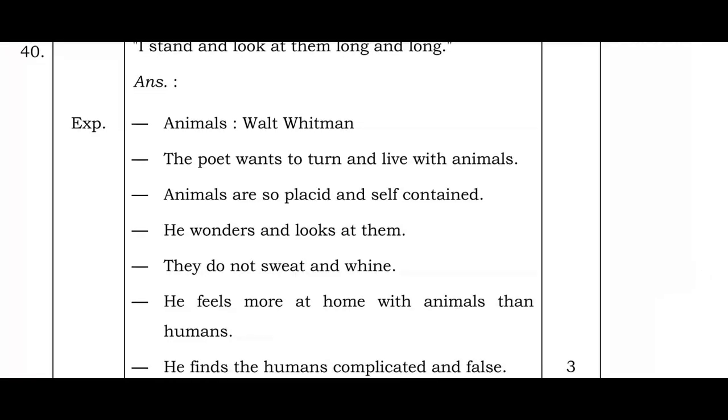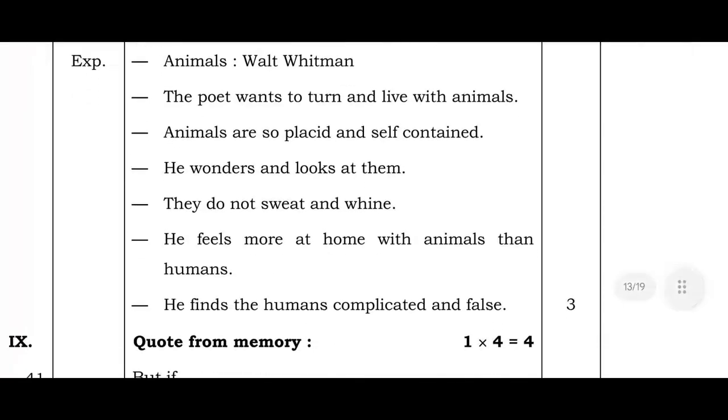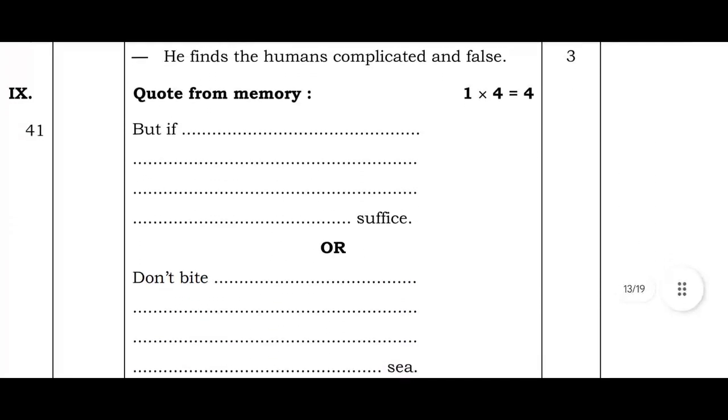I stand and look at them long and long. Animals, Walt Whitman. The poet wants to turn and live with animals. Animals are so placid and self-contained. He wanders and looks at them. They do not sweat and whine. He feels more at home with animals than humans. He finds the humans complicated and false.